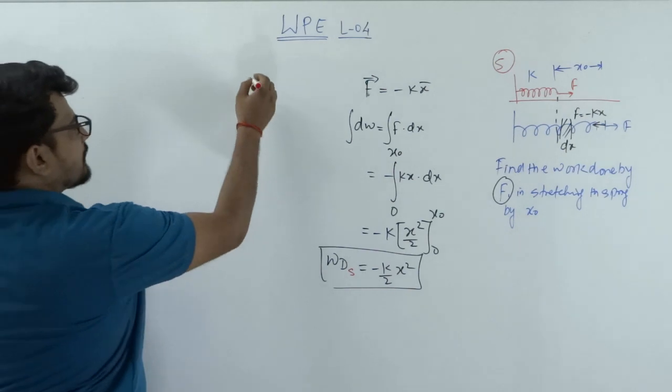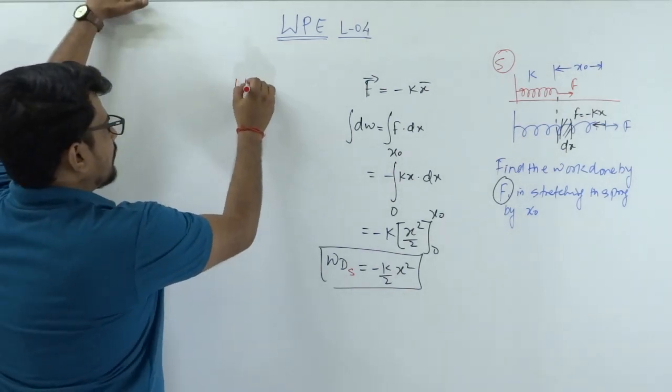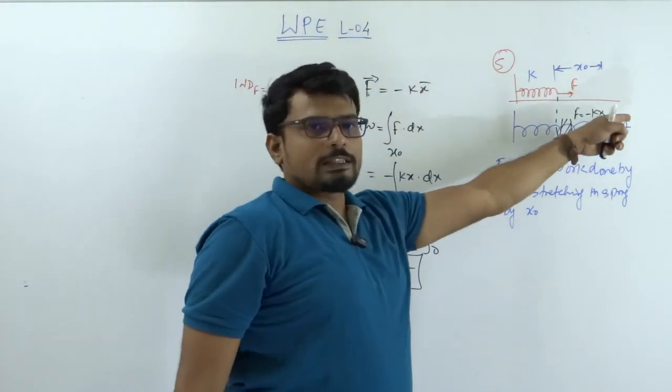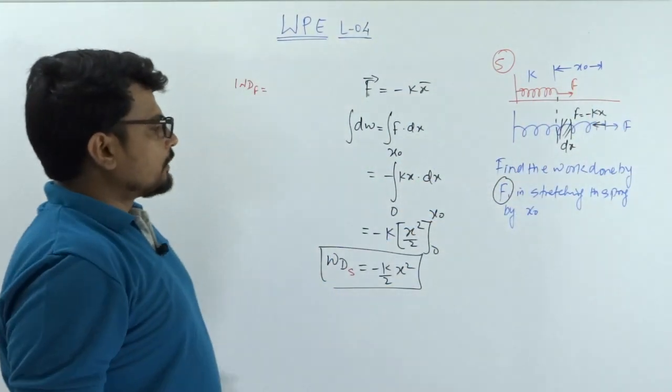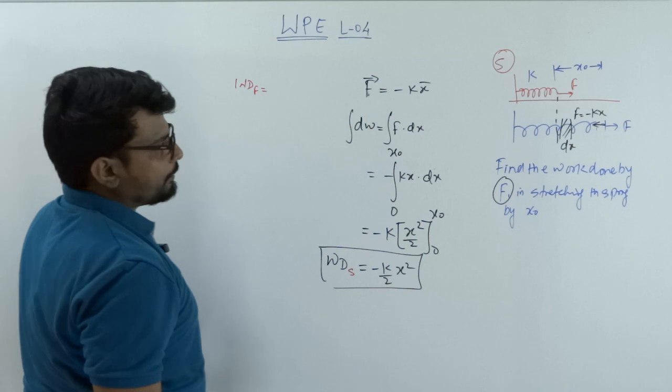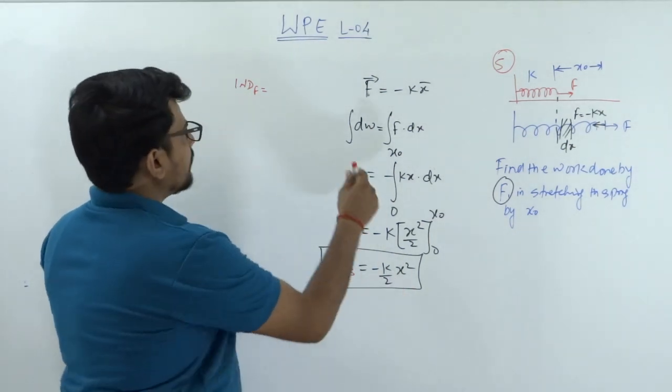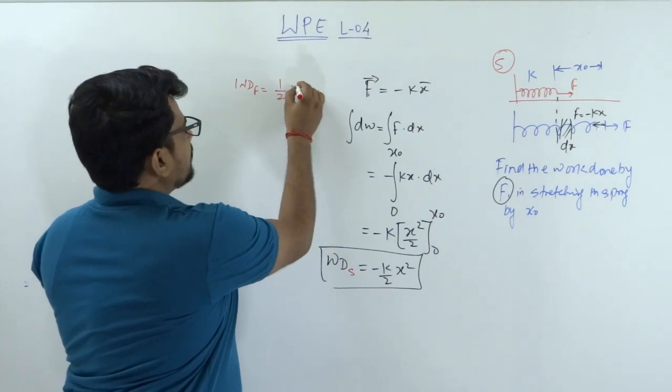Same question since they have asked me work done by the force. Now you can see that force is acting towards right, displacement भी right में हो रहा है, तो उसका साइन पॉजिटिव होगा, पॉजिटिव वर्क इज डन, value should be same, value सेम ही आएगा, but in this case it is going to be half kx square.